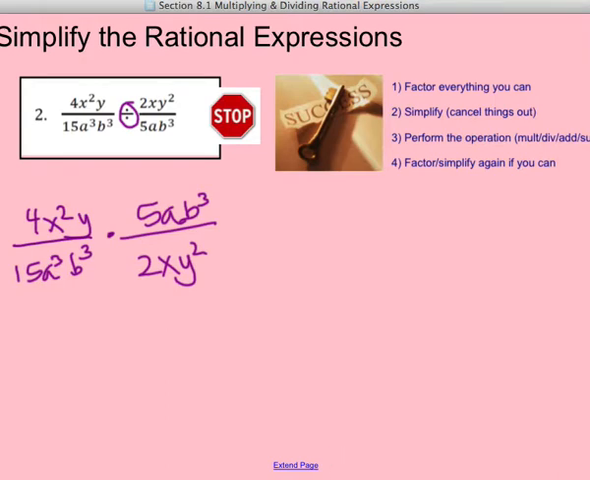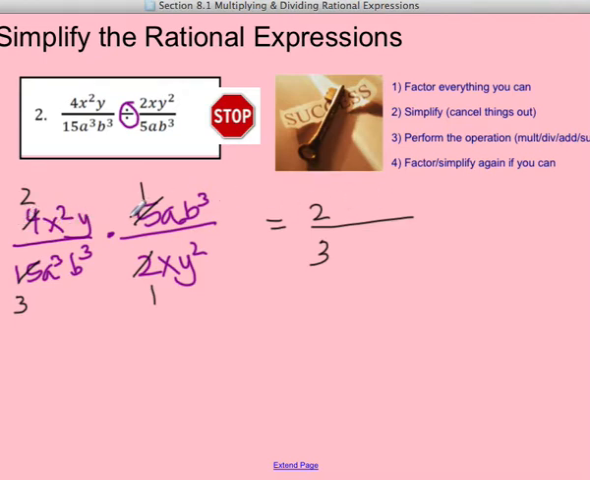Okay, let's go ahead and just simplify our numbers for now. We have 5 and 15, both divisible by 5, so this gives me 1. This gives me 3. 4 and 2, both divisible by 2. 2 divided by 2 is 1. 4 divided by 2 is 2. So I have 2 times 1, which gives me 2. 3 times 1 gives me 3 in my denominator. Now let's just go ahead and simplify by multiplying across.